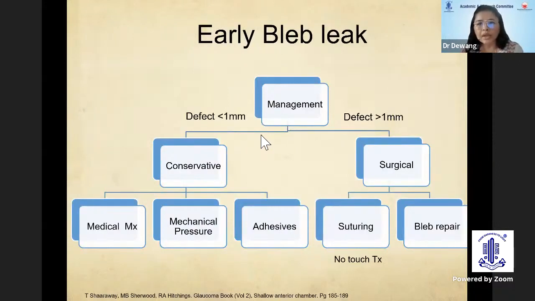If you look at a working management of the early bleb leak: if the defect on Seidel's is less than 1 mm, and the leak is not profuse, then we should go ahead with conservative management, wherein we have medical management, a pressure bandage, and we rarely use glue. And if the defects are more than 1 mm, we should go ahead and do a surgical repair.